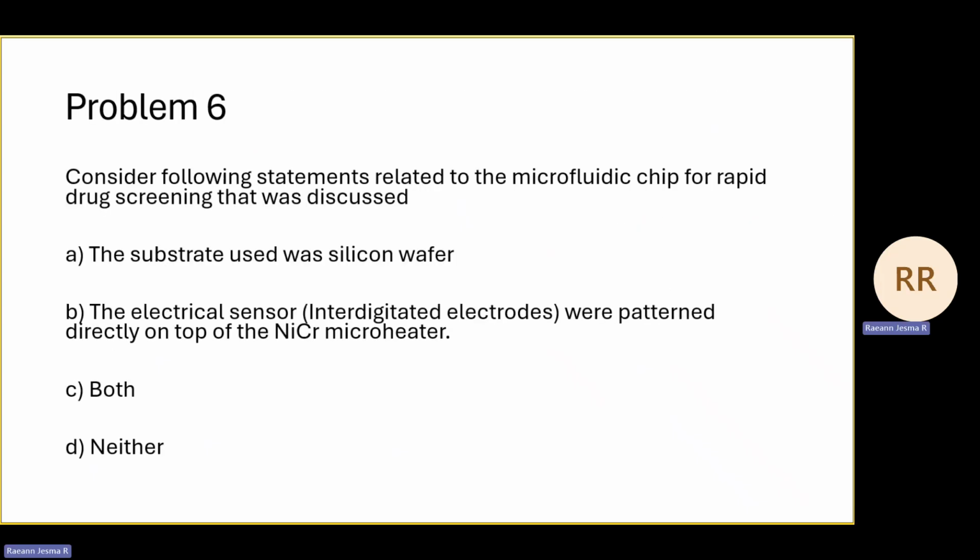Problem 6. Consider the following statements related to the microfluidic chip for rapid drug screening that was discussed. We have some options, and you just have to tell which are the correct ones. Option A: the substrate used was a silicon wafer. Option B: the electrical sensor interdigitated electrodes were patterned directly on top of the nichrome microheater. Option C: both. D: neither. So which one is the correct answer for this question?